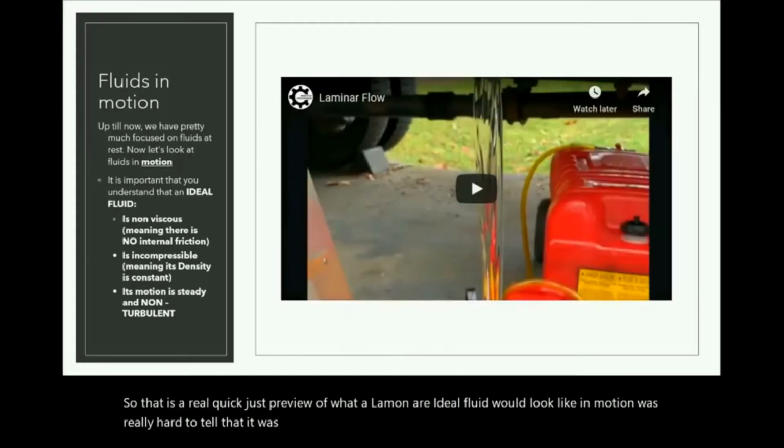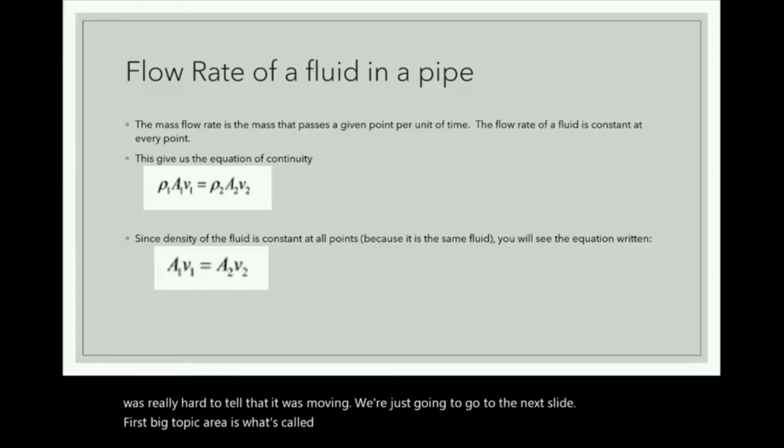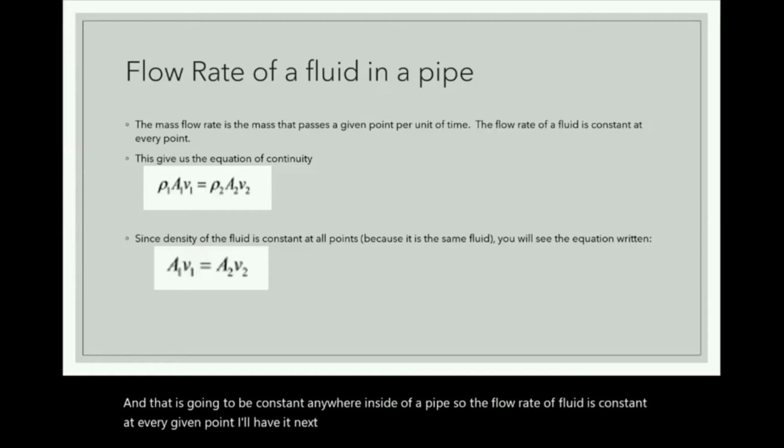We're just going to go to the next slide. Okay, so the first big topic area is what's called flow rate. Flow rate is how much mass passes a given point in a unit of time, and that is going to be constant anywhere inside of a pipe. So the flow rate of a fluid is constant at every given point. I'll have a next slide that'll show you that in a second. This is also called your continuity formula, and I've got that right here.